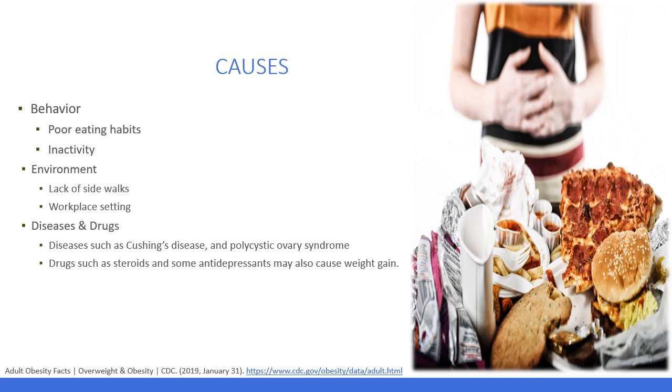And then the last is disease and drugs. Some diseases that can contribute to adult weight gain are Cushing's disease, which is your adrenal glands producing more cortisol, or polycystic ovary syndrome. And some drugs could be steroids, and some antidepressants also cause weight gain.